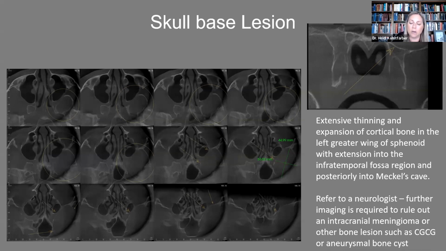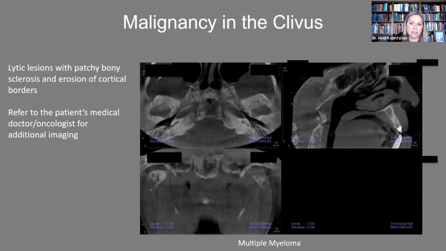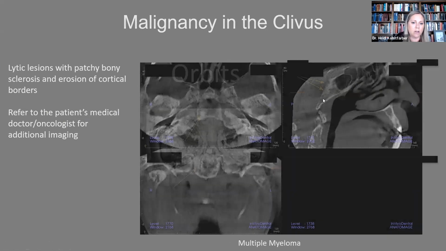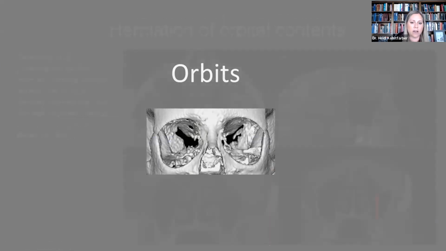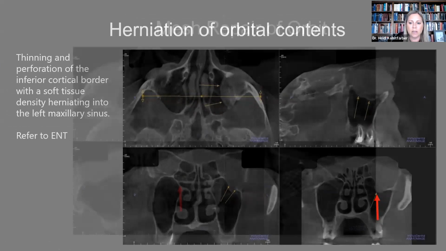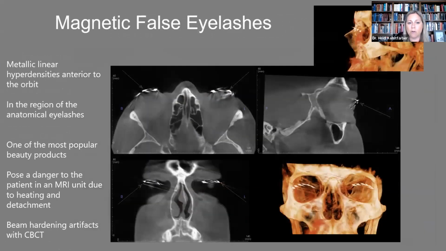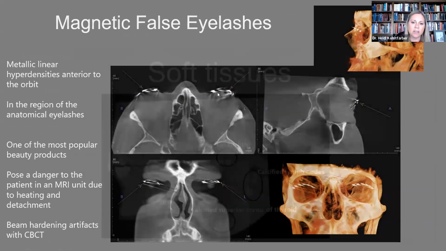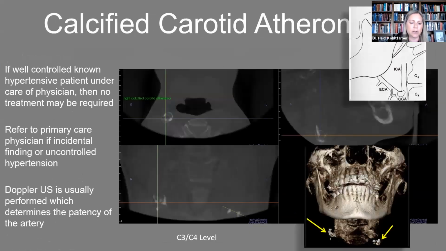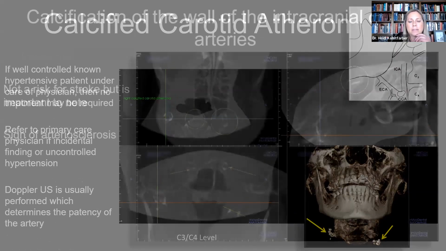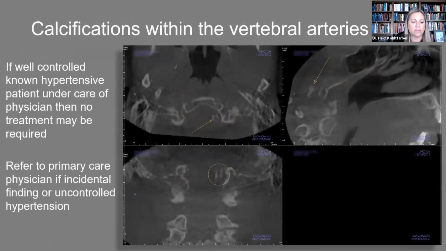And again, we're picking these things up with our CBCTs. We can see malignancies. This is a malignancy within the clivus. It had that patchy sclerosis and loss of cortical borders. And I know, because our time is running out, I'm going to jump quickly through our orbits, although orbits are fun and we see fun things like our magnetic false eyelashes, which are pretty popular nowadays, and a whole bunch of soft tissue calcifications.